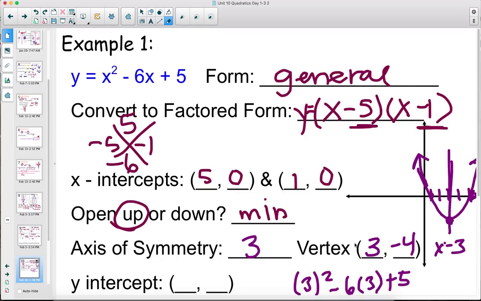And lastly, going back to general form, it always gives me the y-intercept. So our y-intercept is (0, 5). So if I'm making a sketch, I'm just going to write the number 5 by it. Right? So that's going to be kind of like an extension on your worksheet.